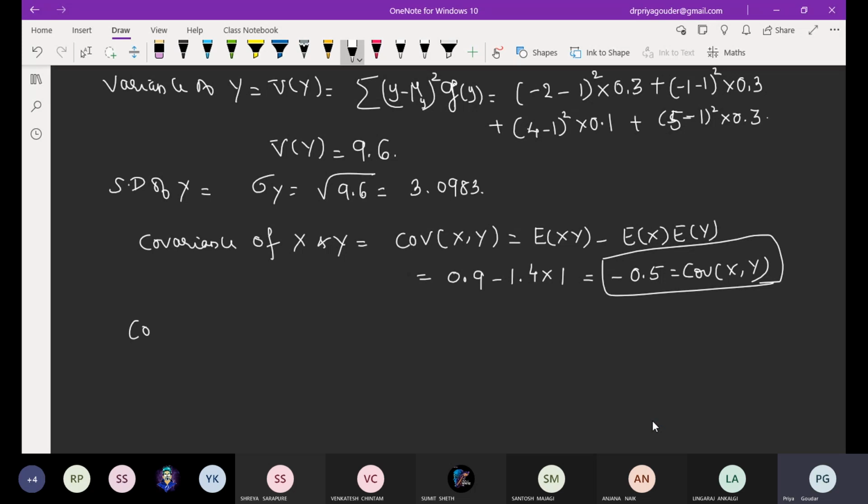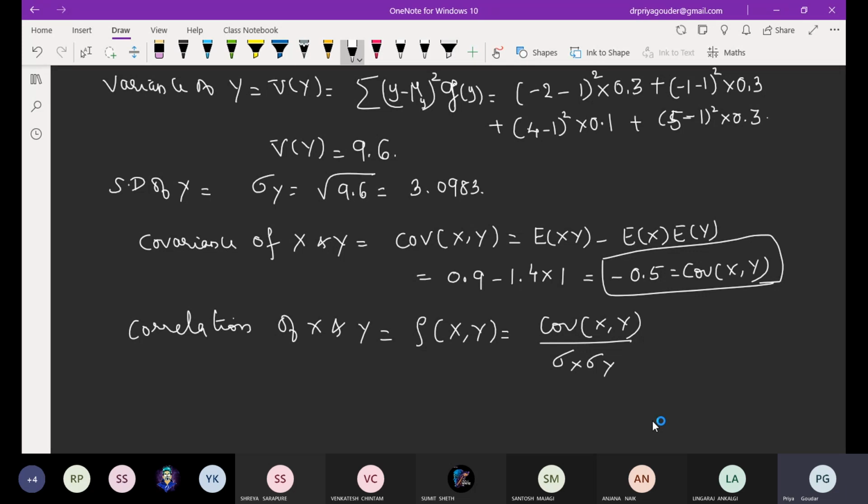Take the last part. What is that? Correlation of x and y. Correlation is denoted by rho. It is given by what? Ratio of covariance to product of standard deviation. Substitute covariance is minus 0.5. Sigma x is 0.489 and sigma y is 0.983.